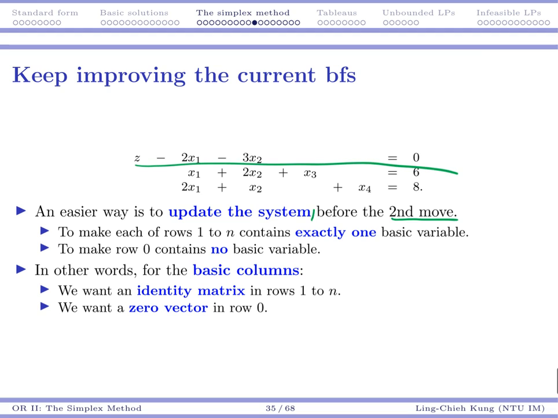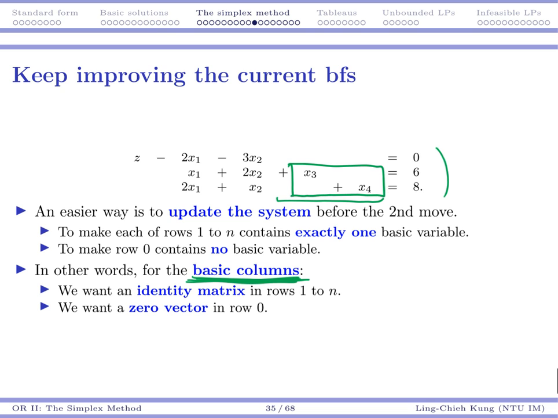Regarding the impact, if the basic variables do not appear in the zeroth row, you also don't need to consider how the non-basic variable would affect these basic ones. You just need to look at the coefficient and then you're done. Okay? So in summary, before we evaluate the impact of increasing x2 in the second move, we want to do something for the basic columns. We hope that for basic variables we have an identity matrix in row 1 to row m, and also for the zeroth row, we hope it would be a zero vector. If that's the case, then all the things would be easily done.